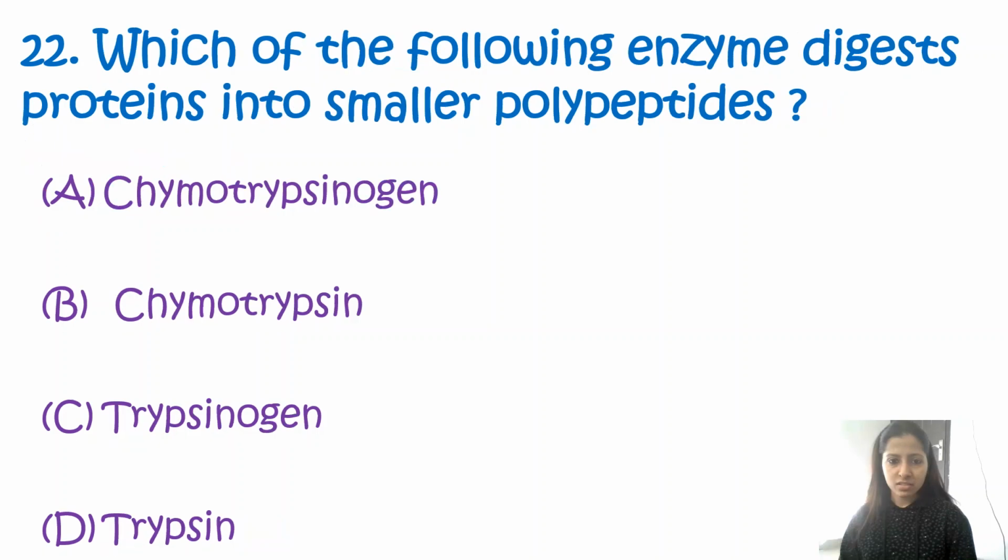Question number 22. Which of the following enzymes digests protein into smaller polypeptides? Option A, chymotrypsinogen; option B, chymotrypsin; option C, trypsinogen; and option D, trypsin. So my correct option will be option D, that is trypsin.